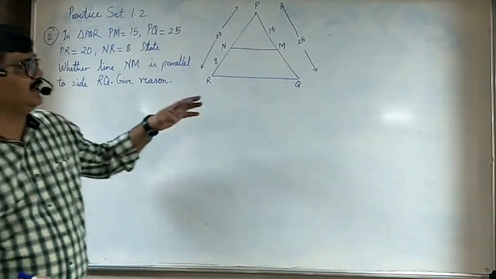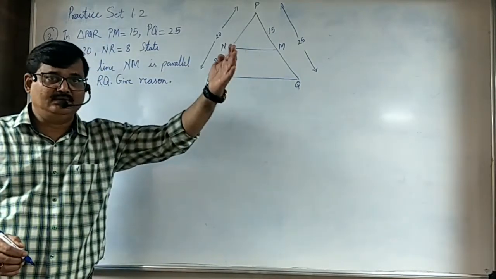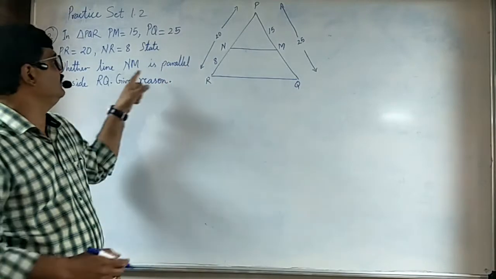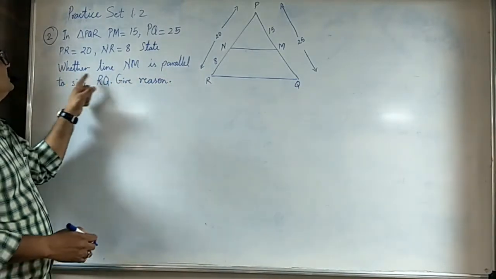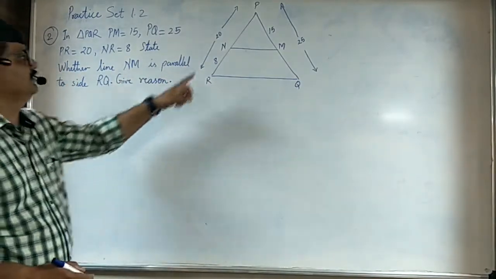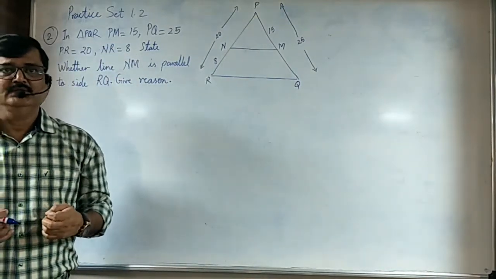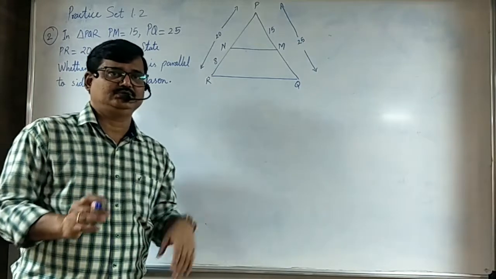In the previous sum, we had seen that the lines were parallel, and we did that ratio. Now here the values have been given, and you are told to prove that the line NM is parallel to side RQ. You have to show that. So how it is done is very simple. I'll show you that today.